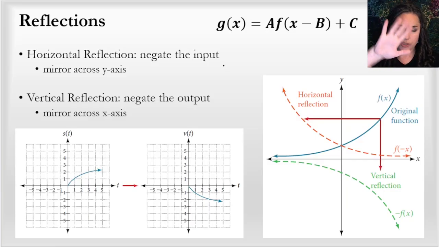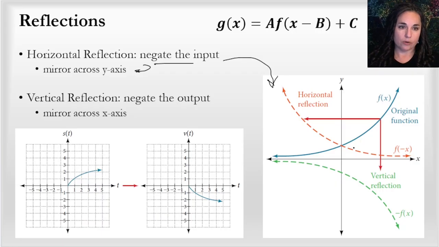Okay, so that's what you'll see. A horizontal reflection is where I negate the input and then mirror across the y-axis. That's going to be this red graph, the red line on these axes. The original function is the blue. We can see it starts here on the x-axis in the negative, and it increases upward.